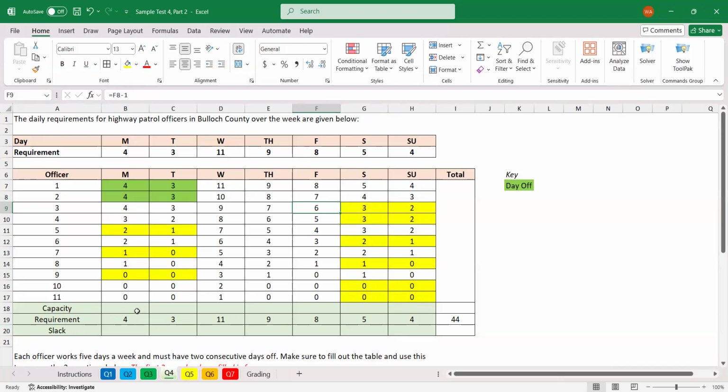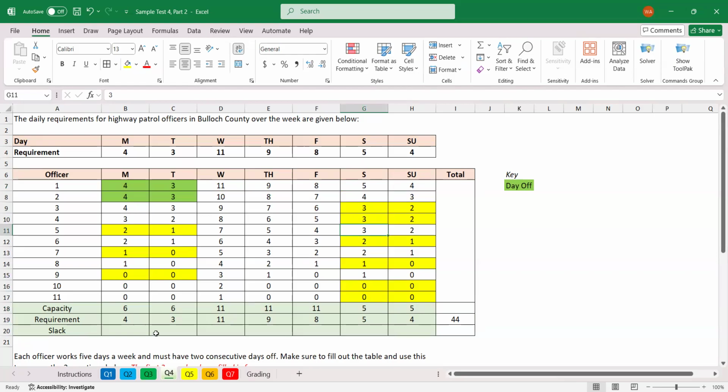Now the capacity here refers to how many officers you got on any given day. So that's going to be anything that's not highlighted in a color, that's going to be an officer who's working that specific day. So for Monday, we have 1, 2, 3, 4, 5, and 6. So our capacity here is 6 officers. Tuesday has the same pattern, so that's 6 officers. Wednesday, everybody comes into work, so that's 11. Thursday, everybody's coming in, so that's 11 officers. Friday, everybody's coming in. Saturday, we have 5 officers coming in. And Sunday, we have 5 officers coming in. I'm just counting the number of spaces in white.